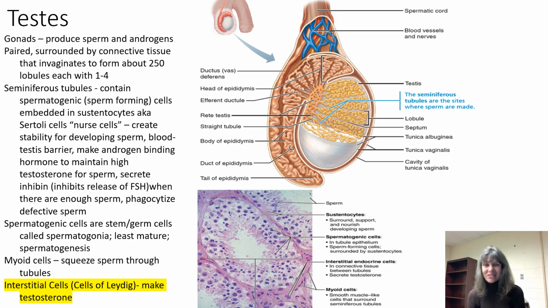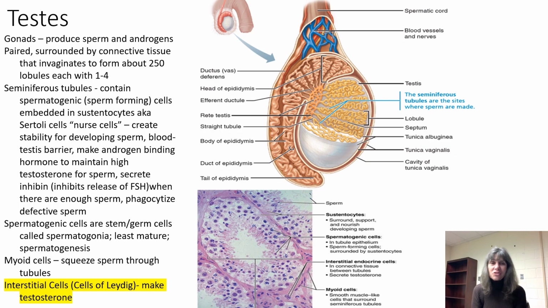Deep to that layer of connective tissue, we find more connective tissue that is referred to as the tunica albuginea, which is a white layer of connective tissue that invaginates and goes into the testis to form about 250 little lobes called lobules, and within each of those 250 little lobules we find anywhere between 1 and 4 tiny tubules referred to as seminiferous tubules.